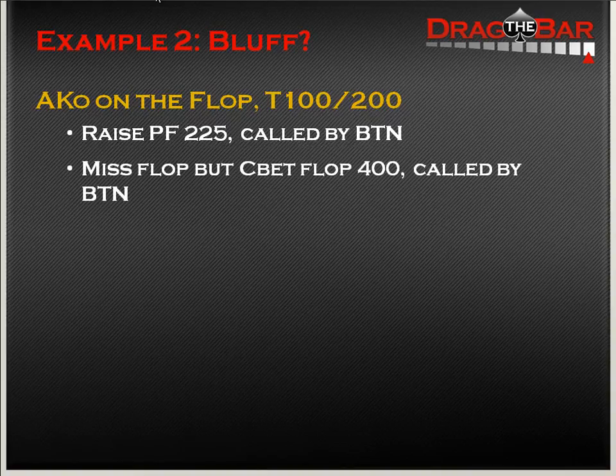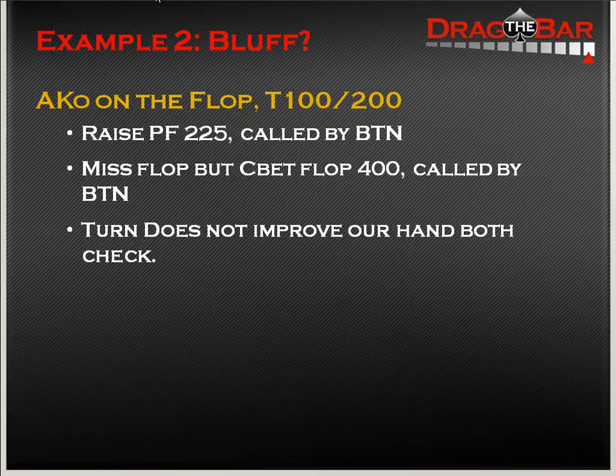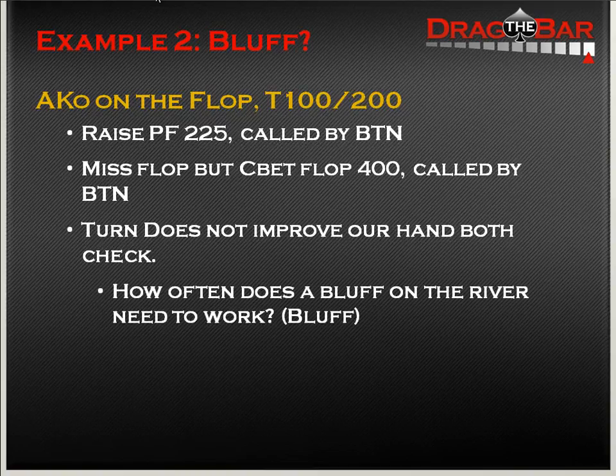And then we miss the flop, but we continuation bet on the flop, and we get called again by the button. Then the turn doesn't improve our hand, so we check, and the button checks. And now on the river, we're trying to decide whether we should bluff. And we need to know how often a bluff needs to work. So this isn't just going to be based on chip odds. We're going to have some ICM tax involved, since we're going to get knocked out of this tournament. And ICM Explorer can help us to solve this problem.